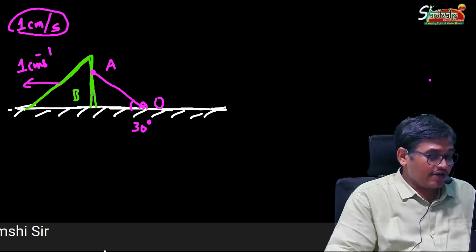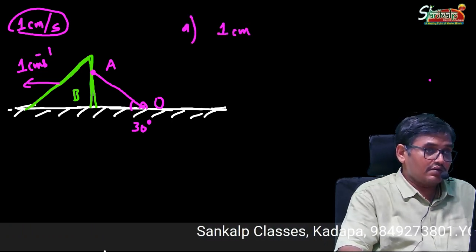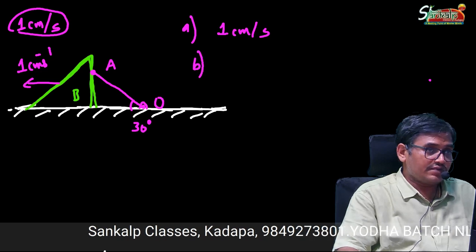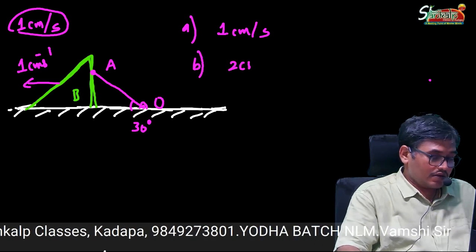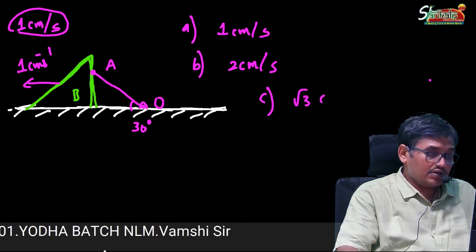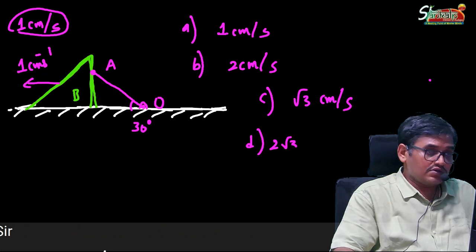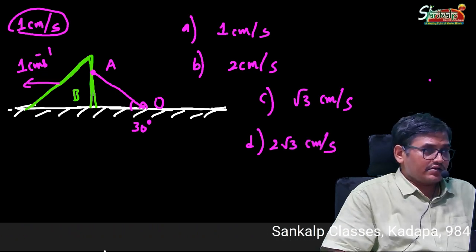Options I should provide? Completed, very good. You see how they are finishing. Option B is 2 centimeter per second. Option C is root 3 centimeter per second. Option D is 2 root 3 centimeter per second. Right.